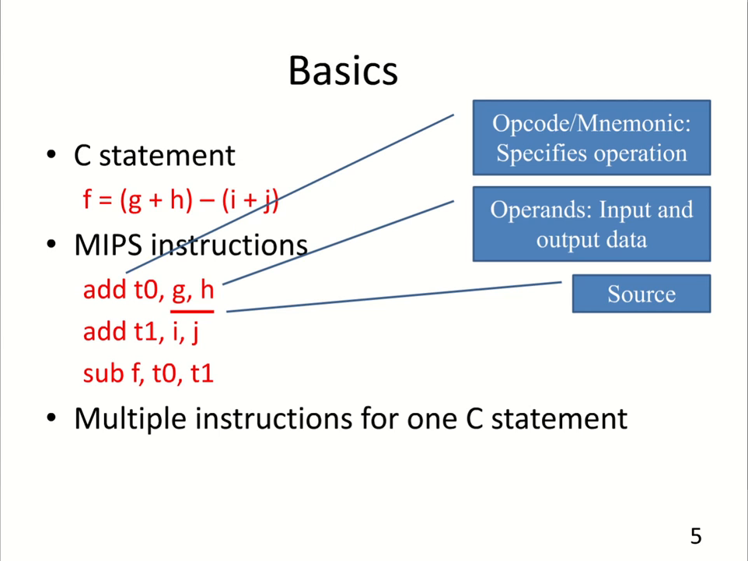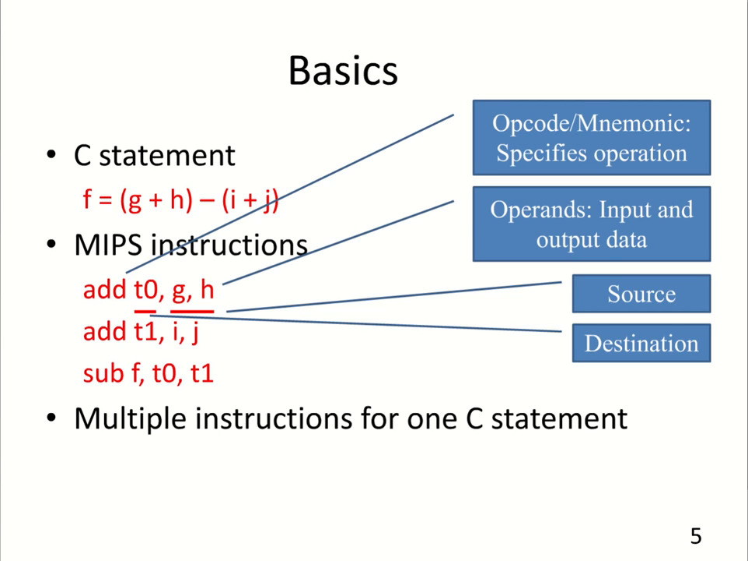Typically, by convention, the source operands will be shown on the right. So in this case, for the first instruction, G and H are the sources, and the destination will be shown on the left. In this case, it's T0. What's happening here in terms of the destinations is that T0 and T1 are not shown in the original C program. And the reason for that is that the C program is simply providing a single statement with a single assignment that we're now having to break up into multiple operations with multiple assignments.